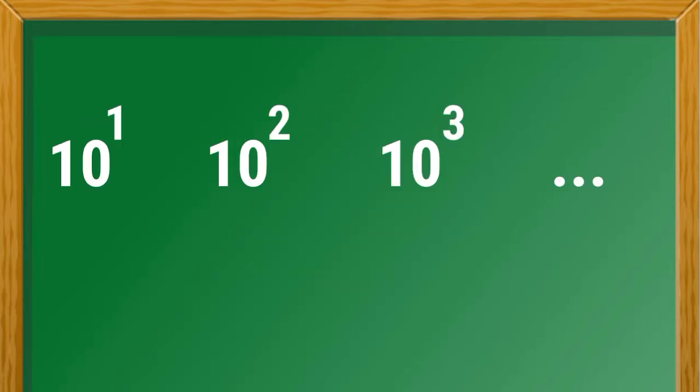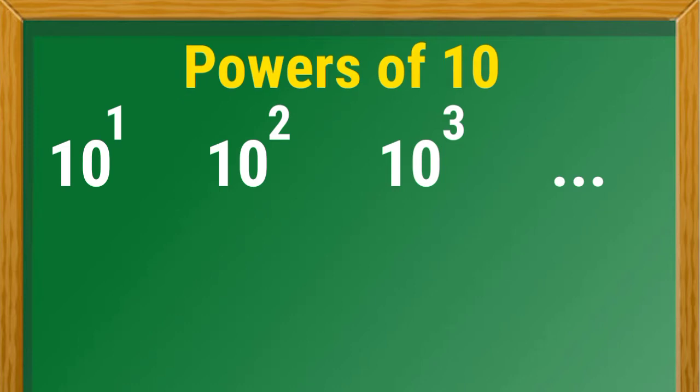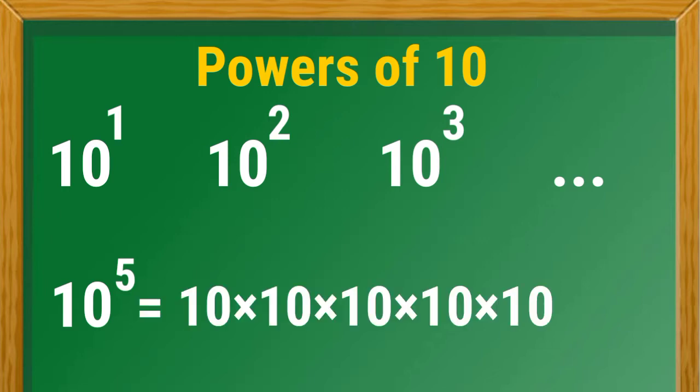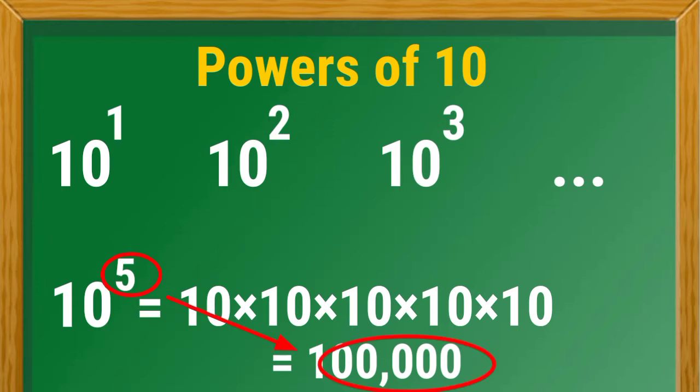Numerical expressions such as 10 to the power of 1, 10 to the power of 2, 10 to the power of 3, and so on are called powers of 10. The number of zeros found after the digit 1 in a power of 10 corresponds to the exponent of 10. Example, 10 to the power of 5, which is equivalent to 10 times 10 times 10 times 10 times 10, and that is 100,000 in standard form. The exponent is 5, so there are 5 zeros in the product.